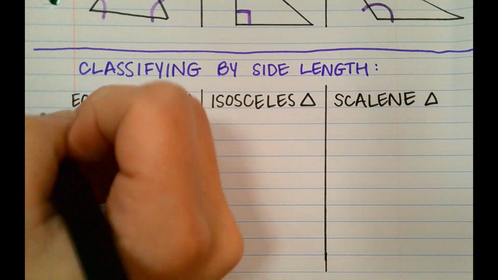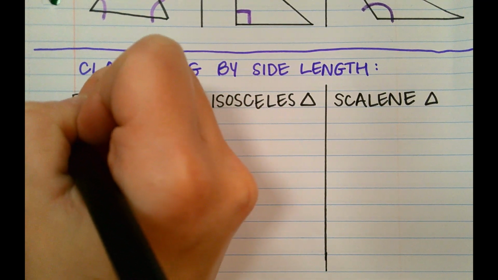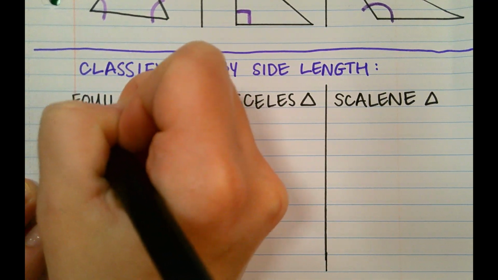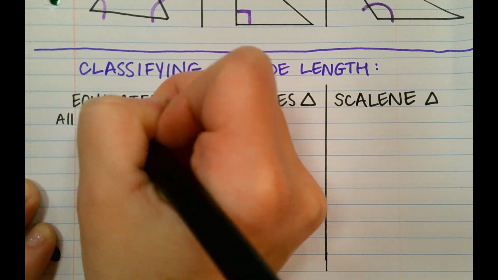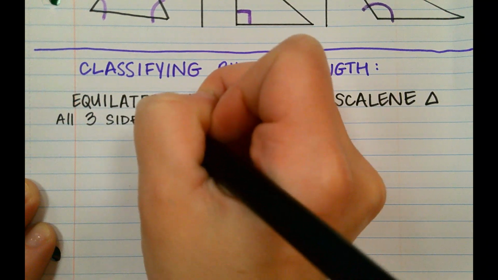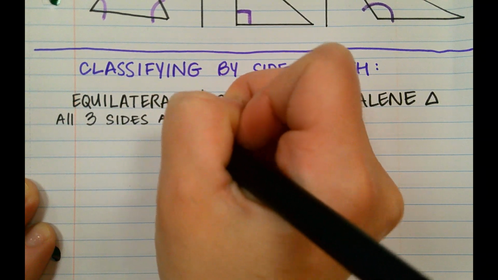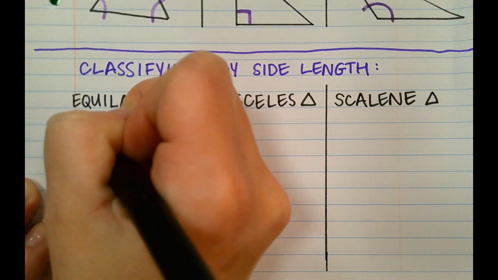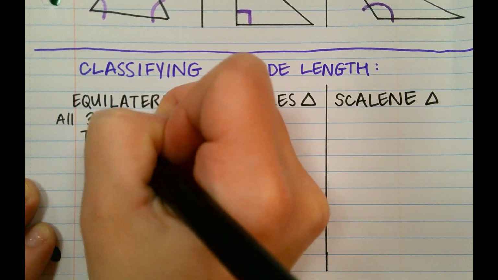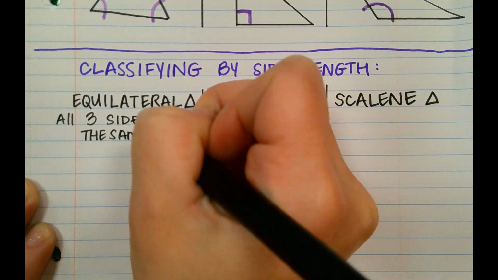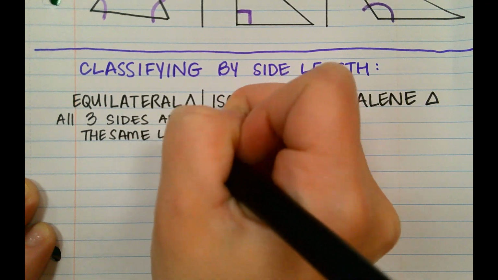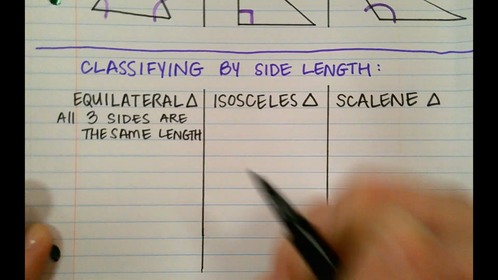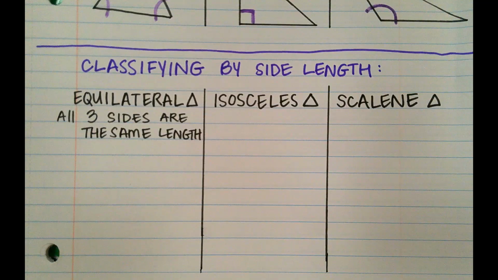So that's what we will write. All three sides are the same length. All three.